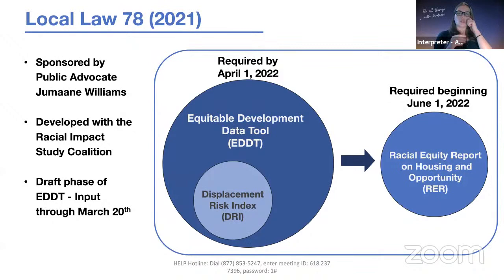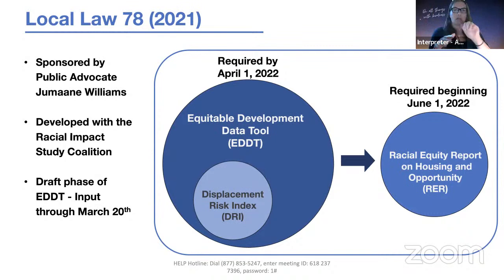The Equitable Development Data Tool, as mentioned up front, will be an interactive web tool that will have a wide variety of data broken down by race and ethnicity available at the neighborhood up through the citywide scale. A key piece of the tool, as required by the legislation, is a displacement risk index. The displacement risk index is going to be a map of the city that illustrates the level of risk in different neighborhoods that residents face of being displaced or unable to remain in their homes or neighborhoods. The Equitable Development Data Tool is required to be complete by April 1st, and we are currently in the draft phase of the tool with the opportunity to provide input on it through March 20th.